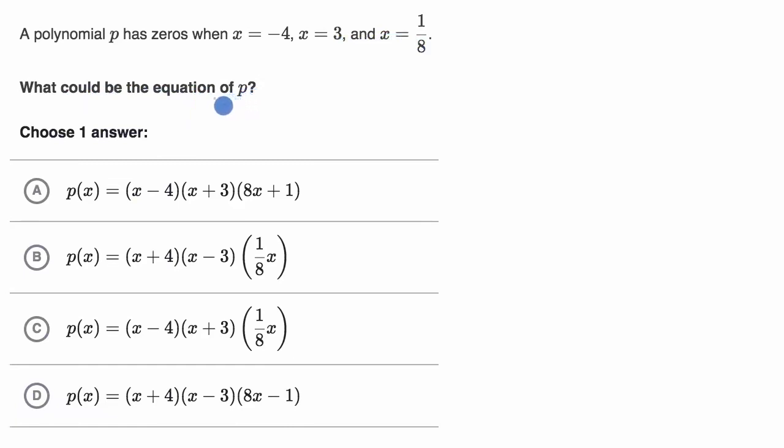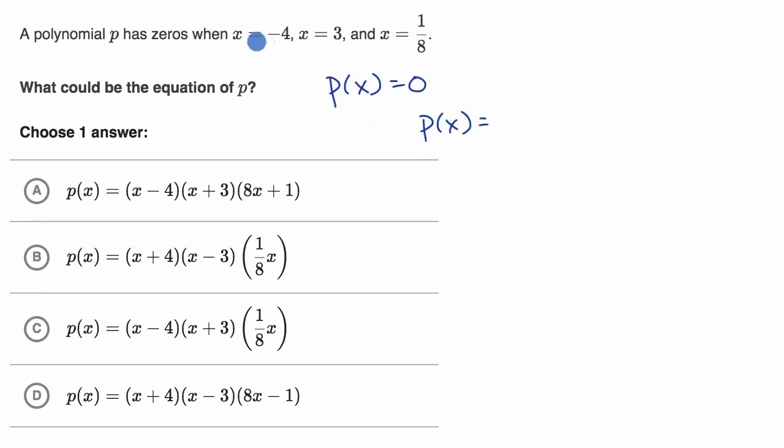All right. So the fact that we have zeros at these values means that p of x, when x is equal to one of these values, is equal to 0. So p of -4 is equal to 0, p of 3 is equal to 0, and p of 1/8 is equal to 0. Before I even look at these choices, I could think about constructing a polynomial for which that is true. That's going to be true if I can express this polynomial as the product of expressions where each of these values would make each of those expressions equal to 0.